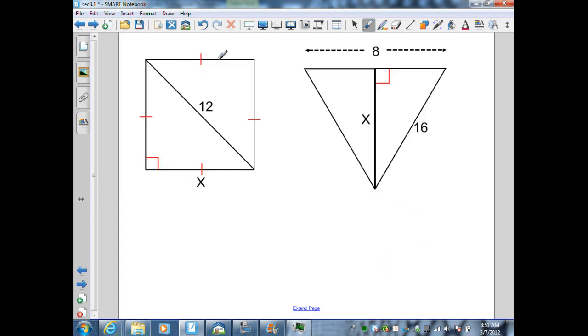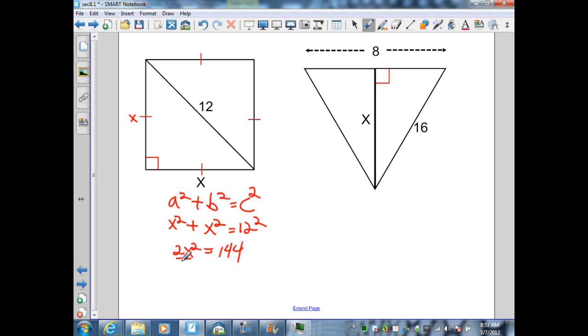On my next diagram, again, I'm given a square, but here, my legs are the unknown value. Therefore, this is x, and since this is congruent, this is x. And my hypotenuse is 12, but I can still use the Pythagorean theorem. a squared plus b squared equals c squared. But in place of a and b, which are my legs, are x squared plus x squared equals, for c, 12 squared. Combine like terms, I'm going to get 2x squared equals 144.